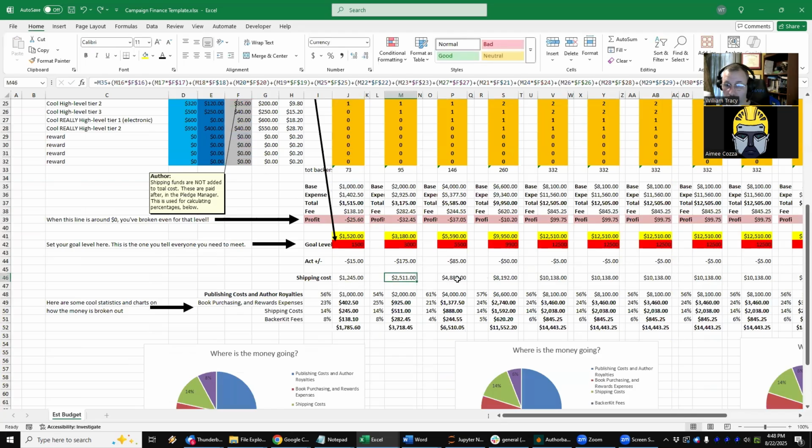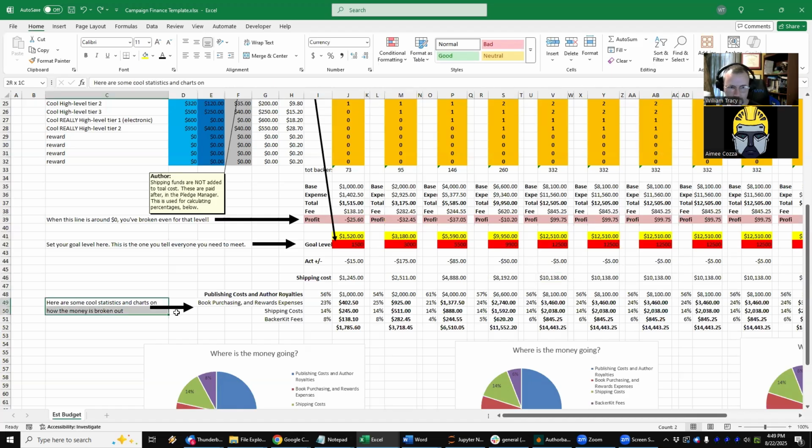So this will give you an idea of basically what you're going to have to pay to ship this out, but this also should be what's covered later on when you're fulfilling your pledges. Don't worry about this right now, but this will give you an idea of what's going to be covered in the shipping later on. This is some other statistics I put together.